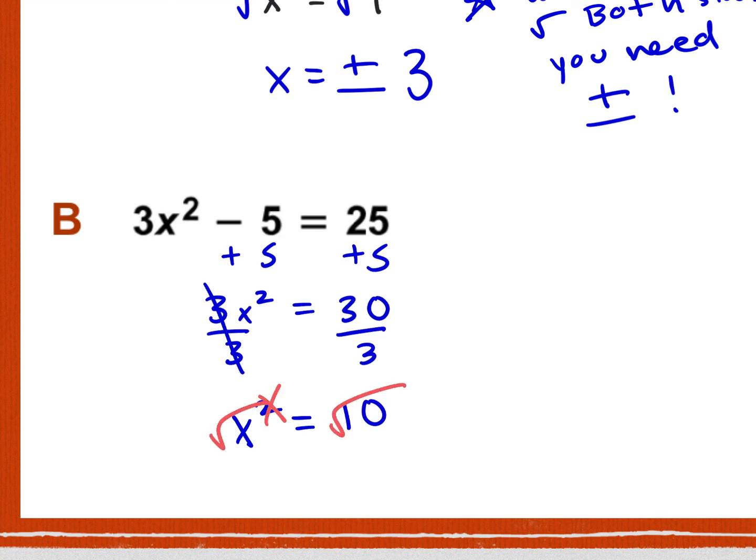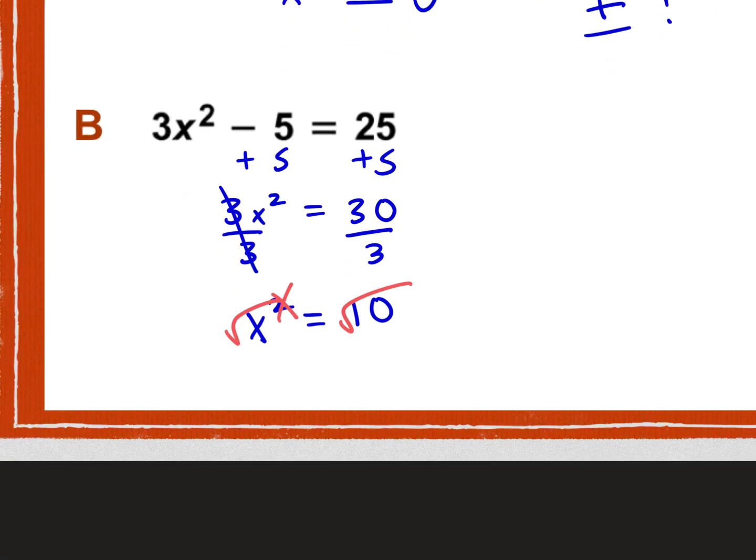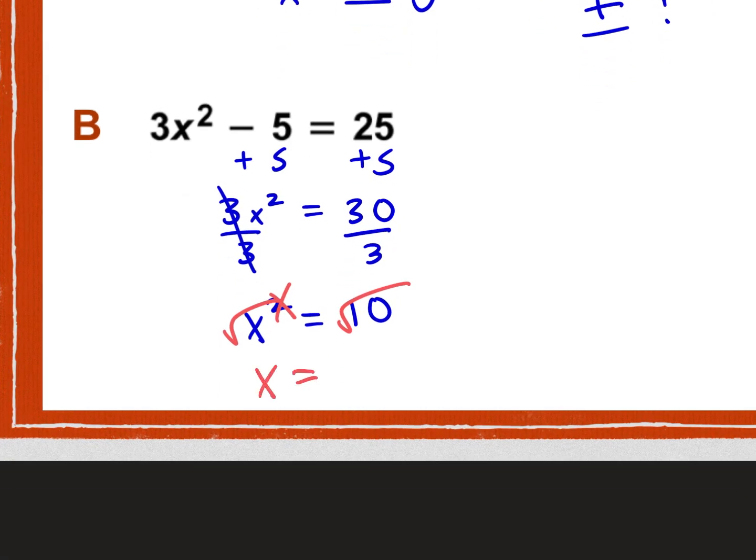So the square root and the squared cancel. So I have x is equal to what? Plus or minus 5? Oh, it's just the square root of 10 because we can't simplify that. We don't have two numbers that multiply and give us 10. So it's plus or minus the square root of 10.